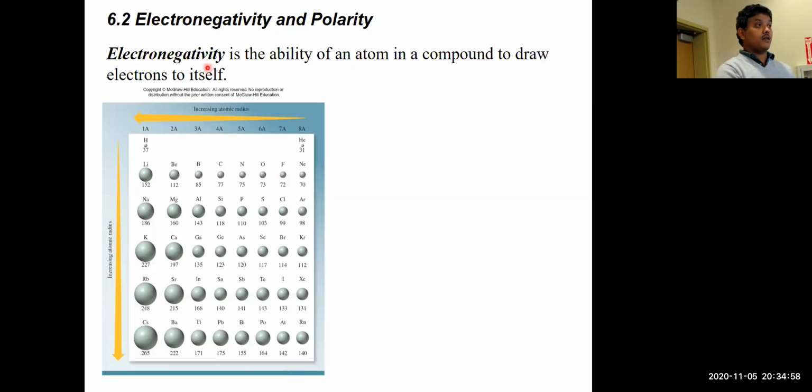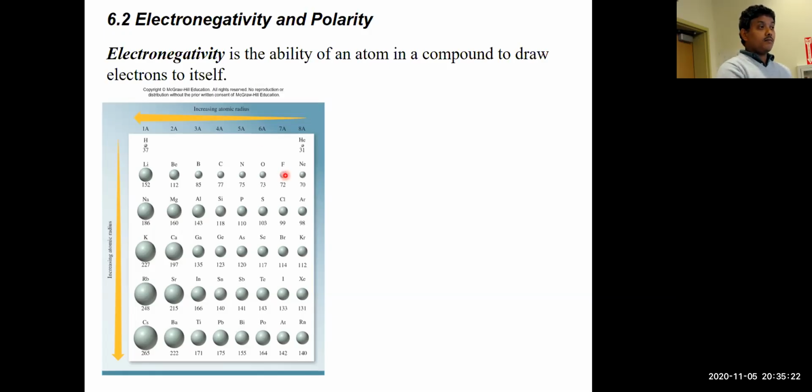Again, look at the definition. Electronegativity is the ability of an atom in a compound to draw electrons to itself. So what we know is the smaller the atom is, the more powerfully it can attract electrons because there is not much distance between the nucleus and the valence electrons. That's why atoms with a smaller radius will have greater electronegativity.